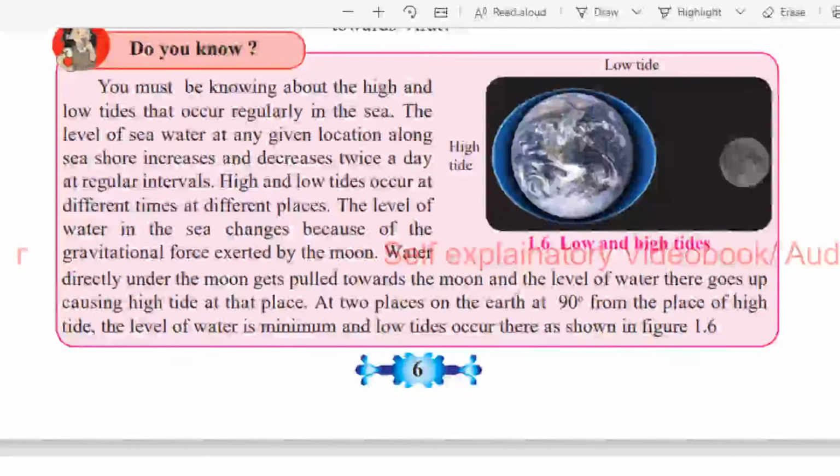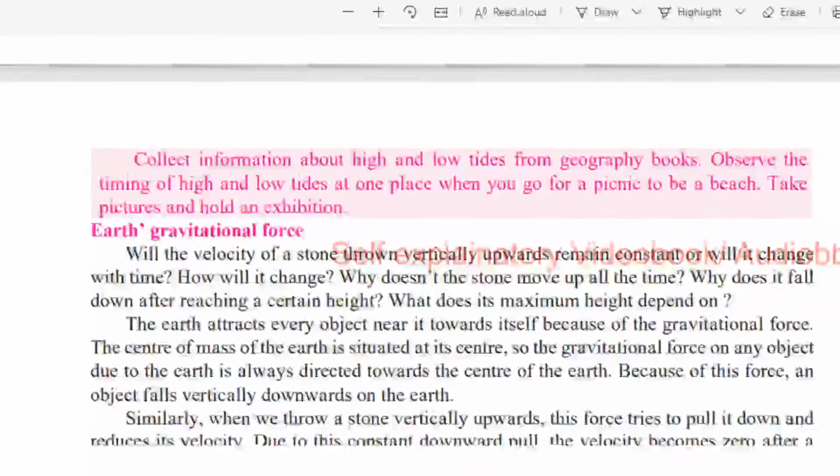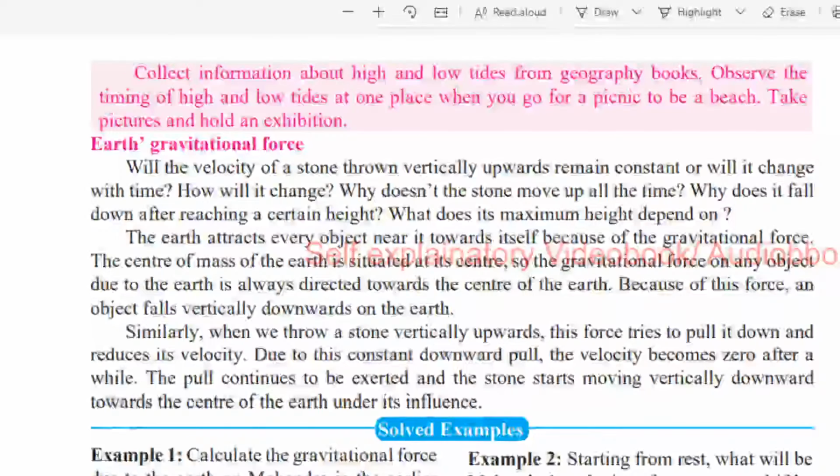Low and high tides. In a box, collect the information about high and low tides from geography books. Observe the timing of high and low tides at one place. When you go for a picnic to a beach, take pictures and hold an exhibition. Box closed. Earth's gravitational force.